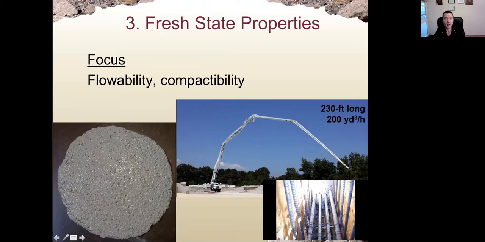And here shows an example of another high performance, high flowability. I think we mentioned this before. This is self-consolidating concrete. This concrete does not need any type of compaction. It can flow under its own weight and fill every corner of the formwork and also go around reinforcement. As a result, we can pump this concrete over very long distances. The pumping speed is also very high, up to 200 cubic yards per hour.